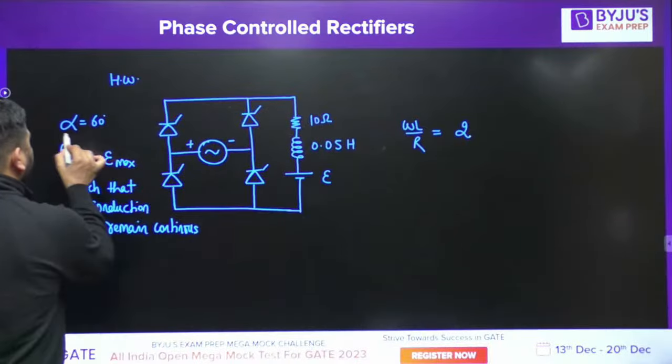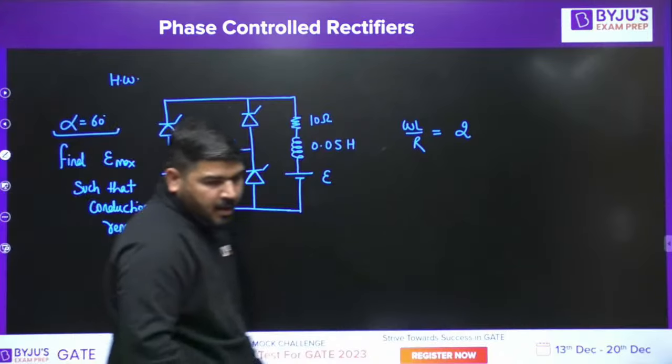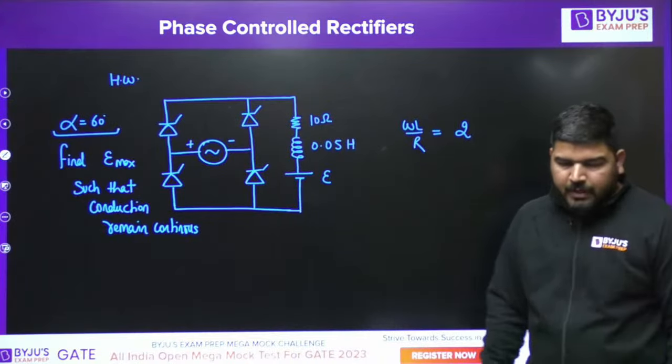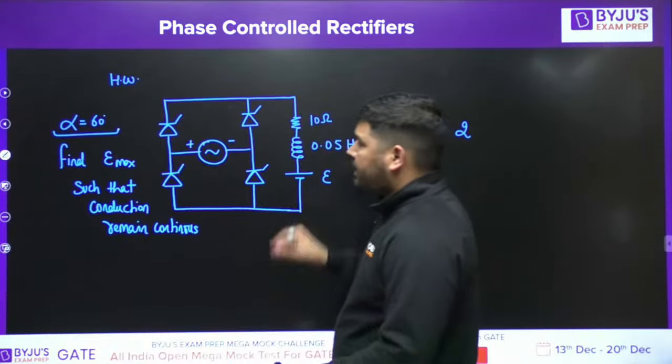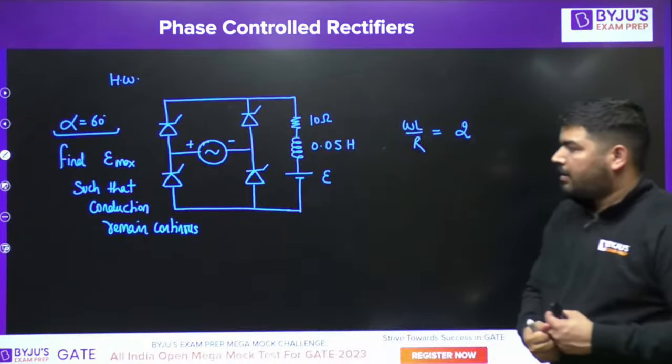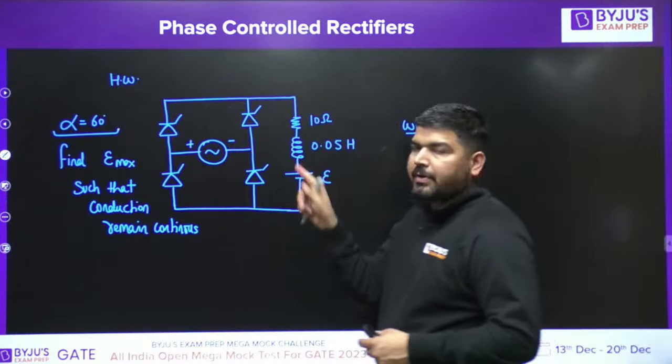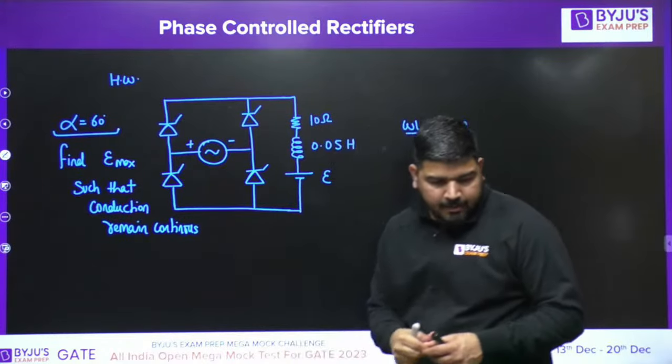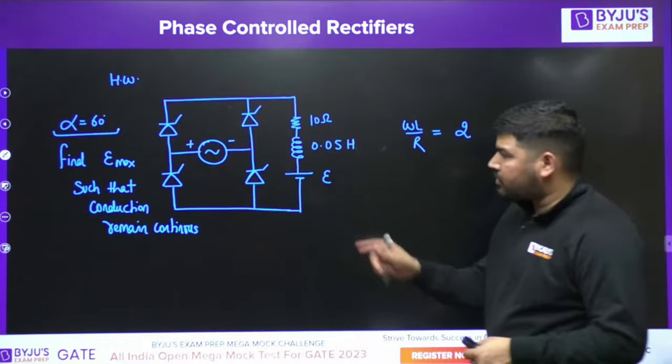Alpha is already provided to you. Alpha is 60 degrees. We need to calculate for what value of E the conduction will remain continuous. What is the maximum value of E for which the conduction remains continuous? Okay, you try to solve this question.